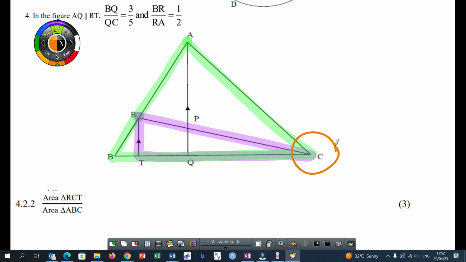So in this case, the bases are not along the same straight line. So even though they share a common vertex, if you consider TR as your base, it's not along AB. So they don't have a common height.